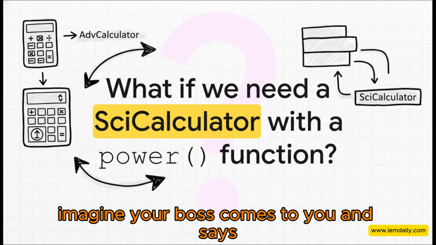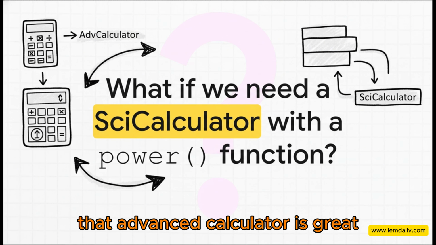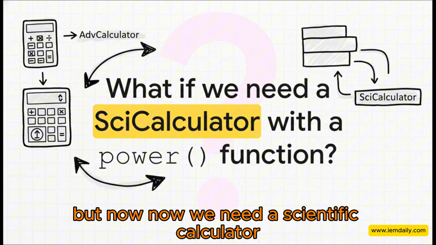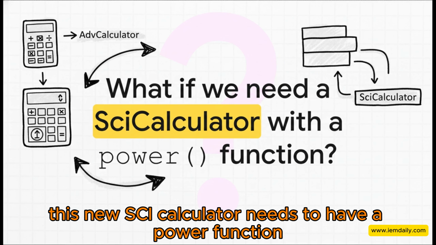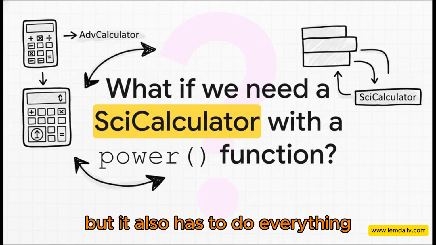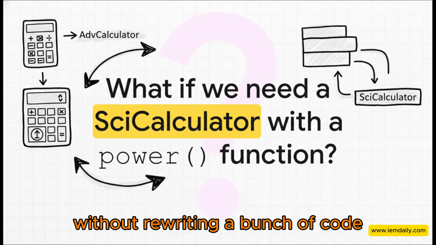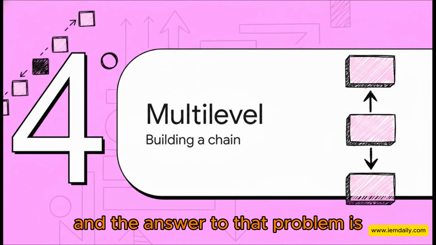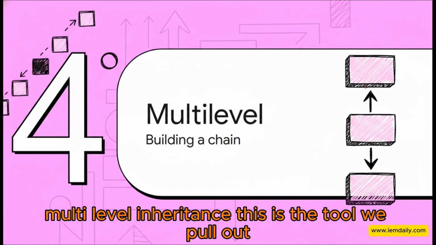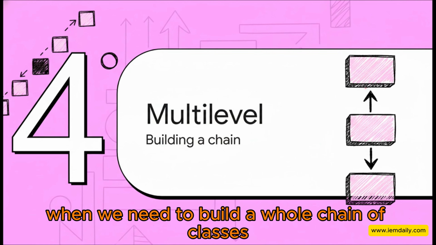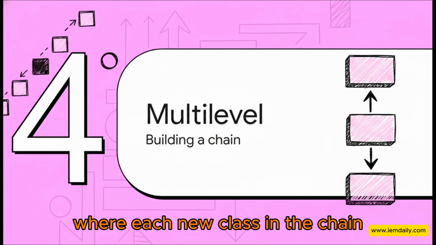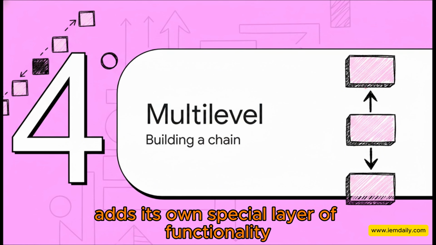Imagine your boss comes to you and says, that advanced calculator is great, but now we need a scientific calculator. This new sci calculator needs to have a power function, for exponents. But it also has to do everything the advanced calculator can do. How on earth do we build this without rewriting a bunch of code? And the answer to that problem is our second topic for today, multi-level inheritance. This is the tool we pull out when we need to build a whole chain of classes, where each new class in the chain adds its own special layer of functionality.